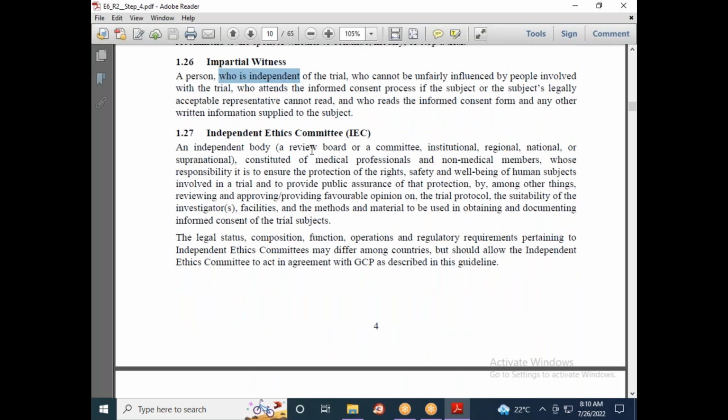IEC stands for Independent Ethics Committee. We have one more team called IRB. IEC and IRB are both one and the same. So whenever you are conducting a clinical trial, you have to take approval from this IEC. Before you conduct a clinical trial, you have to take approval from IEC. IEC is the Independent Ethics Committee.